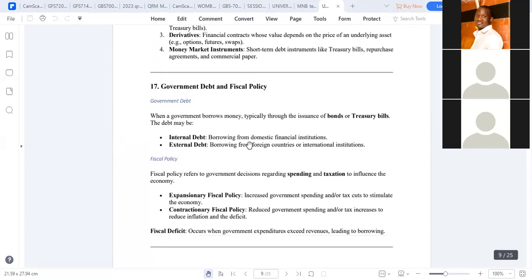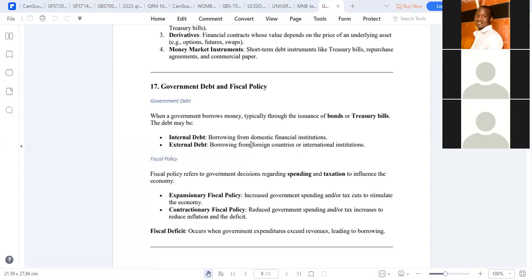Okay, so we also have government debt and fiscal policy. So when government borrows money, typically through issuance of bonds and treasury bills, they may either be having an internal debt, which is borrowing from the domestic economy, and external debt, borrowing from other countries.